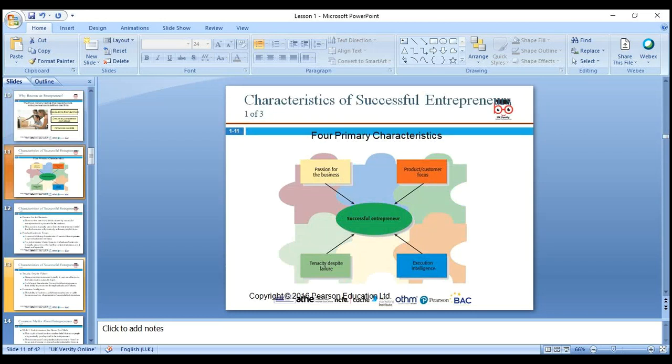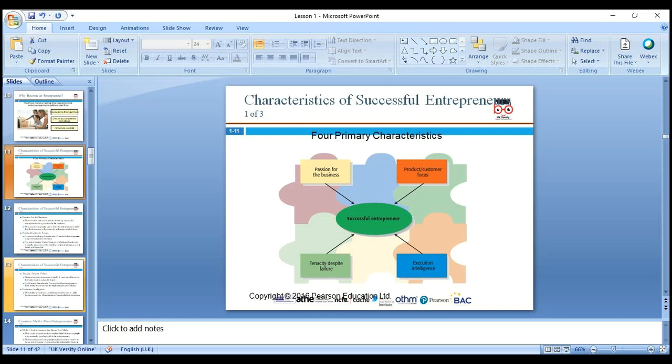Characteristics of successful entrepreneurs. So, looking at the life cycle, we can look at what it takes to be successful in the cycle of business. First, passion for the business: you are very keen and you want to do something. Second, product and customer focus: what business you will do and what customer you will serve, so you are really well aware of your customer.